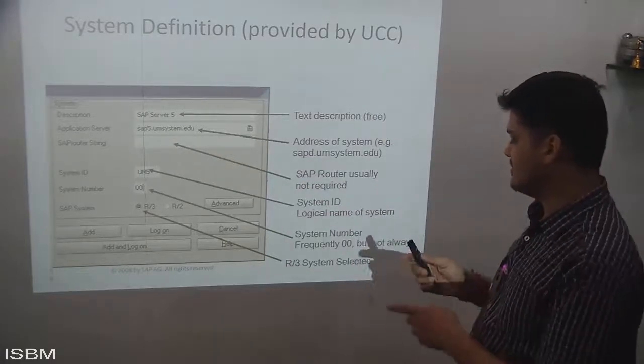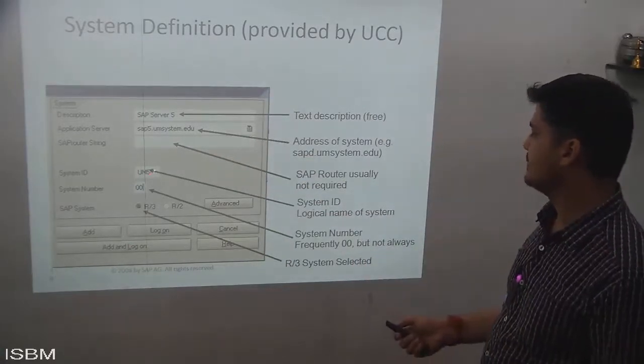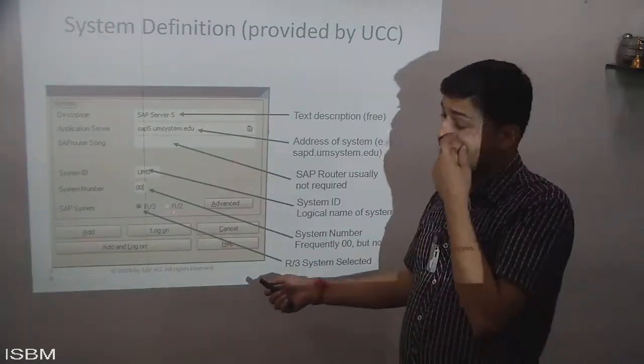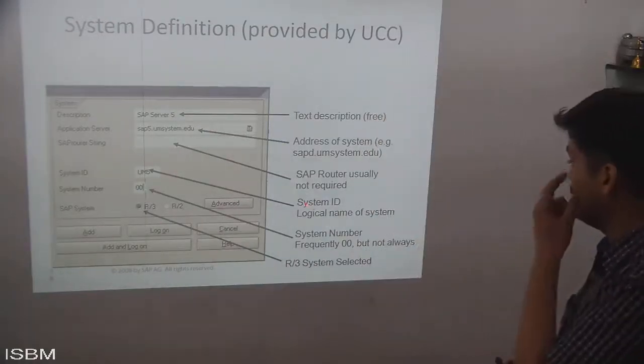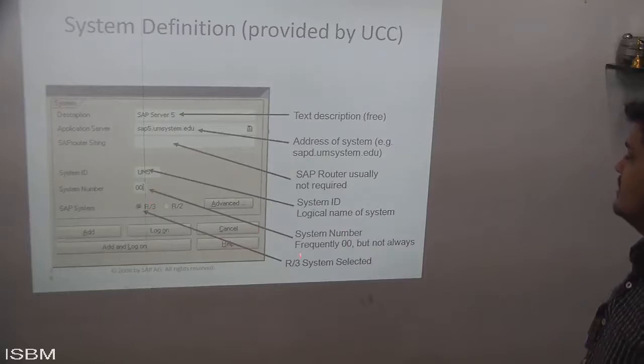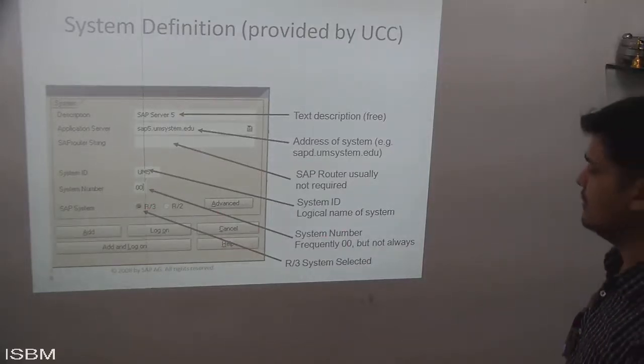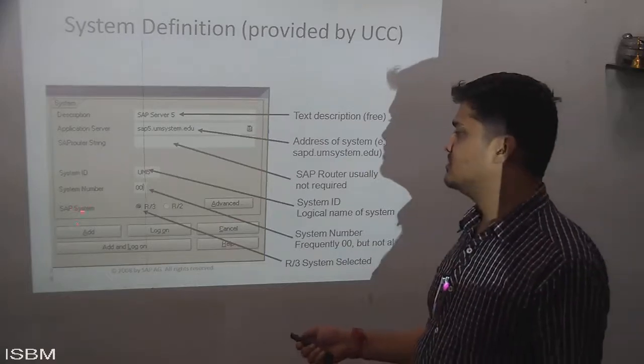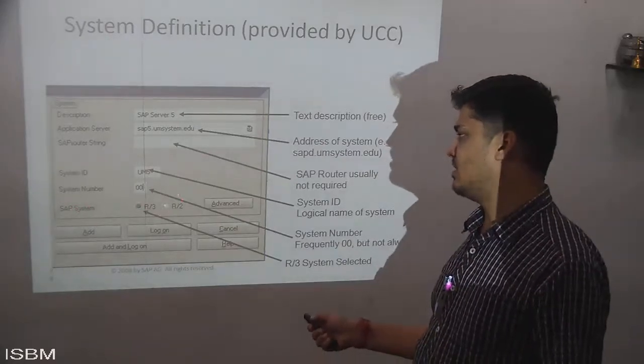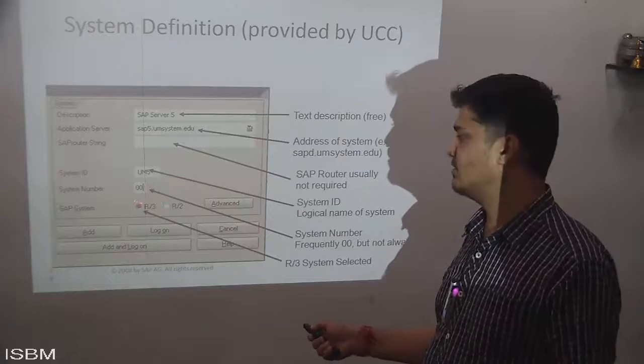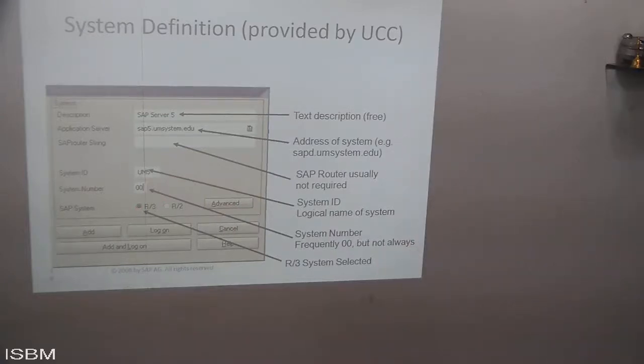Then we have given the system ID. This is the system ID. This is the logical name, basically the logical name of your system. Then the system number, basically 00. Most of the time it is 00, but not always. Then you have to choose the system, R3 or R2. Nowadays we are working on R3, so the R3 system is selected.